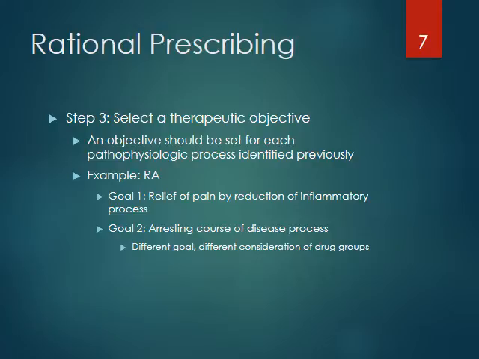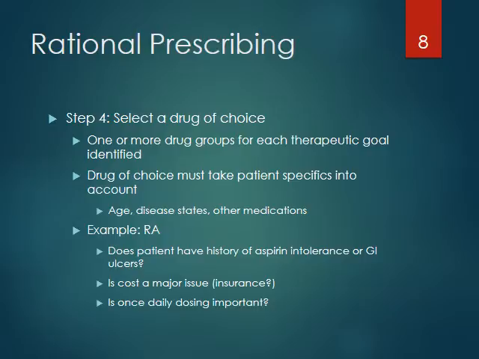So again, because this is a different goal, you have to consider different types of medications potentially in order to help achieve that goal. In some cases, you may be able to get double duty out of one medication, but with something like RA, you'd actually have two different types of medications in order to deal with this process. So next, you would select your drug of choice. And again, we may need one or more drug groups to be represented here in order to help reach our therapeutic goals that we identified in the previous step.